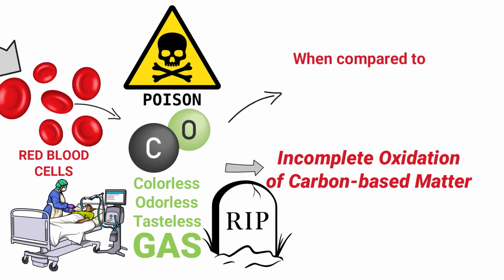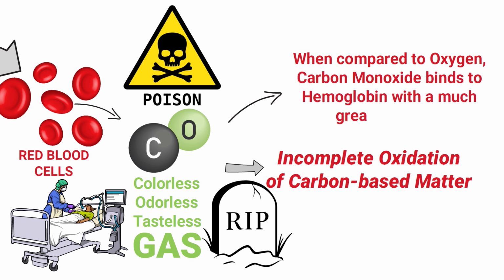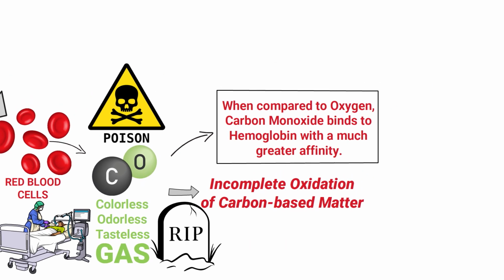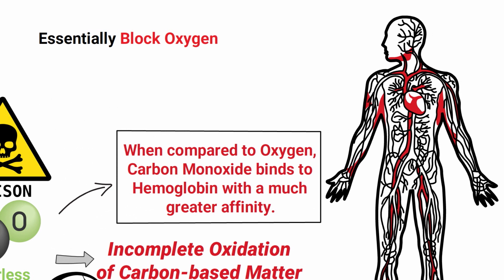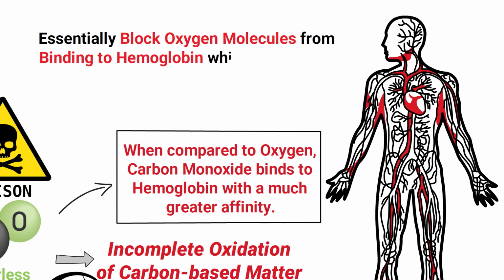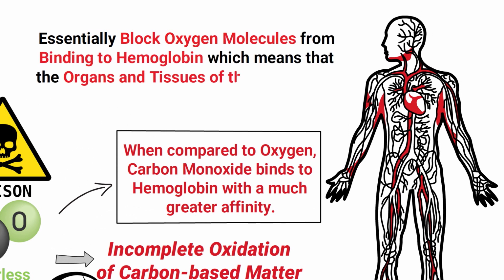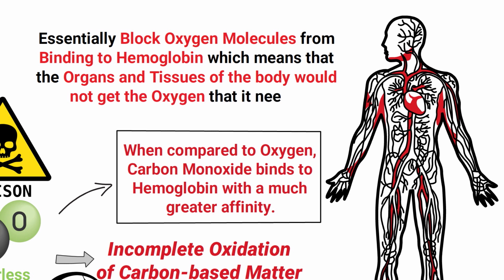When compared to oxygen, carbon monoxide binds to hemoglobin with a much greater affinity. This is problematic in humans because it can essentially block oxygen molecules from binding to hemoglobin, which means that the organs and tissues of the body would not get the oxygen that they need.